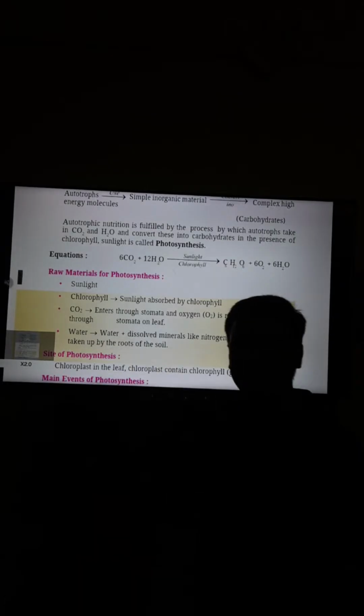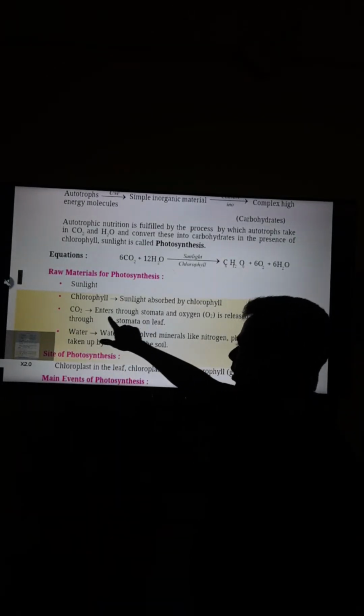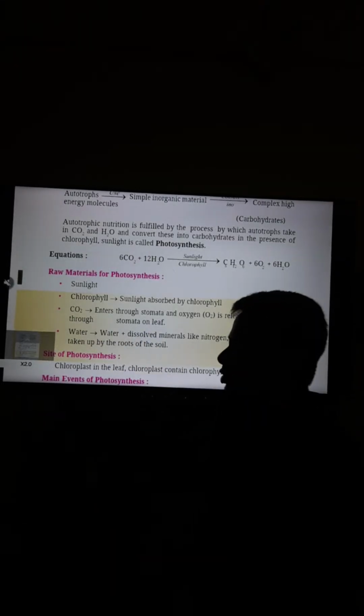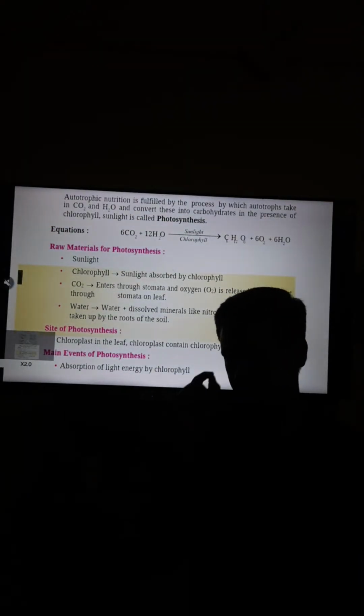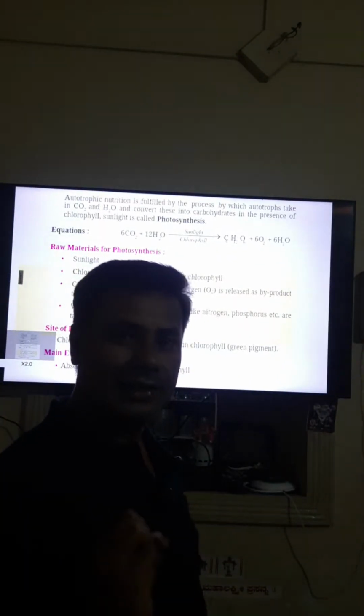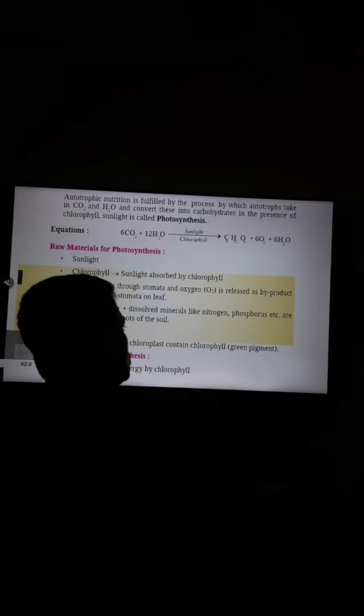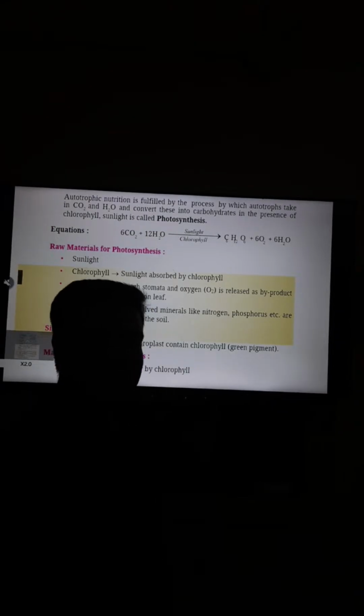Next, carbon dioxide. Where is it available? It is available in the atmosphere. Carbon dioxide enters through the stomata and oxygen is released as a byproduct through the stomata on the leaf. What do you mean by stomata? We will see next year. They are very very small holes present on the surface of the leaves. Below the leaves, so many holes, pores will be present. Those pores are helpful for exchange of gases. They will take the carbon dioxide and release oxygen during the daytime photosynthesis process. Water will be absorbed from the roots. Not only water, students, along with that dissolved minerals. Plants absorb not only water, they absorb minerals also: nitrogen, phosphorus, and so many others.